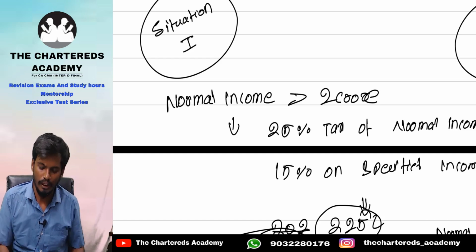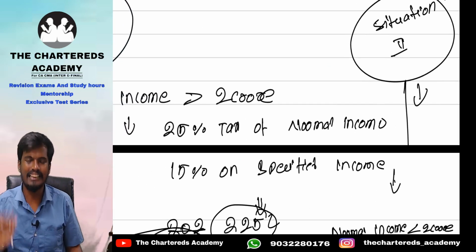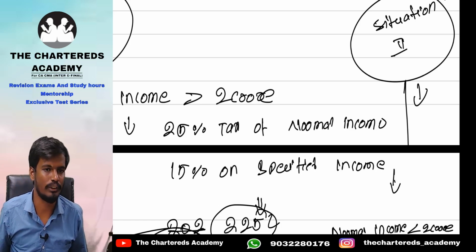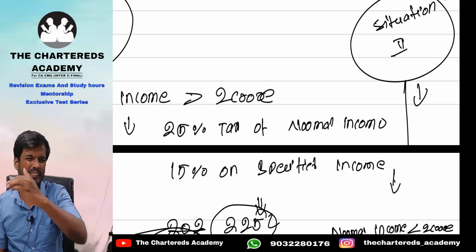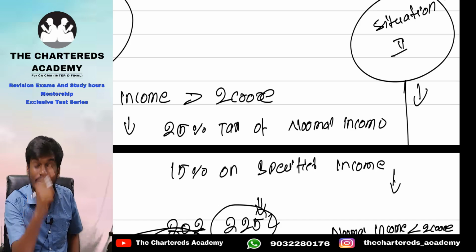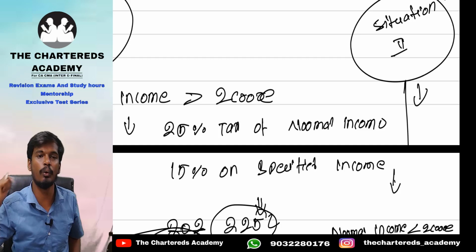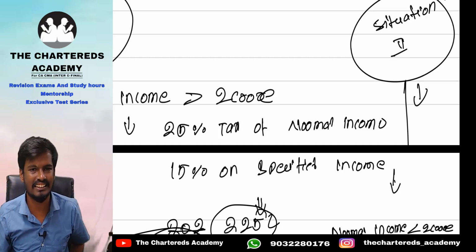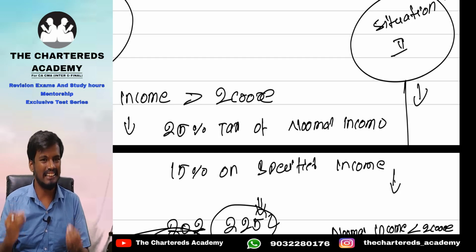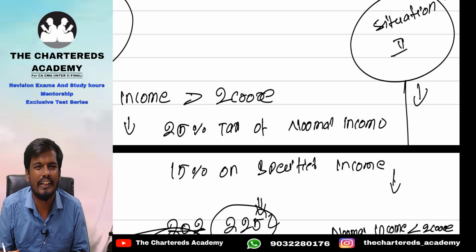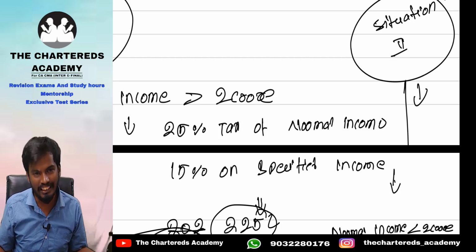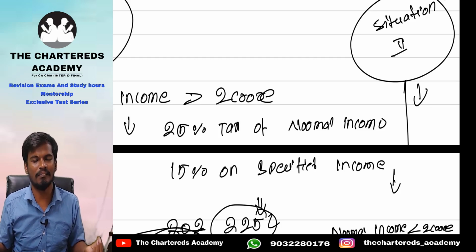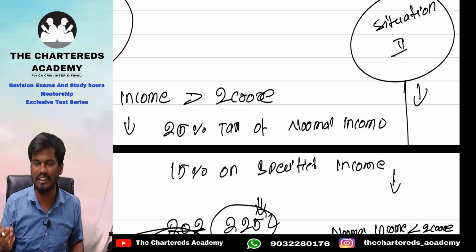But in this situation also, it is exceeding the 2 crores. But your normal income is less than 2 crores. Due to specified income, your income exceeds the 2 crores. But what does Nirmala Sitharaman say, sir? The maximum surcharge rate applicable on specified income is 15% only.